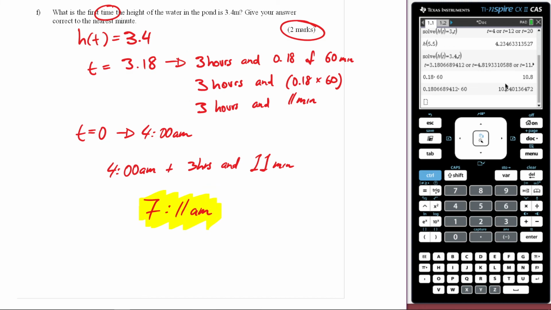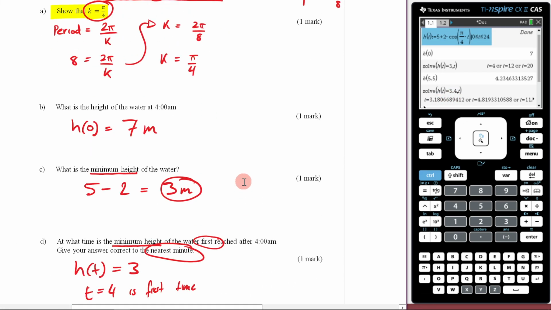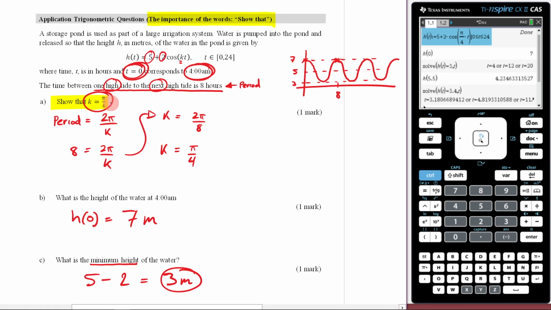Where would the marks be allocated here? There's probably going to be a mark there, and then your final mark there. So just be consistent. Make sure you're showing me everything you're doing. Make sure you get all those things with the CAS down pat. The biggest message here is knowing that show that. That show that allows you to answer every other question just in case you got this wrong. That's the importance of show that. Okay, I'll see you later.